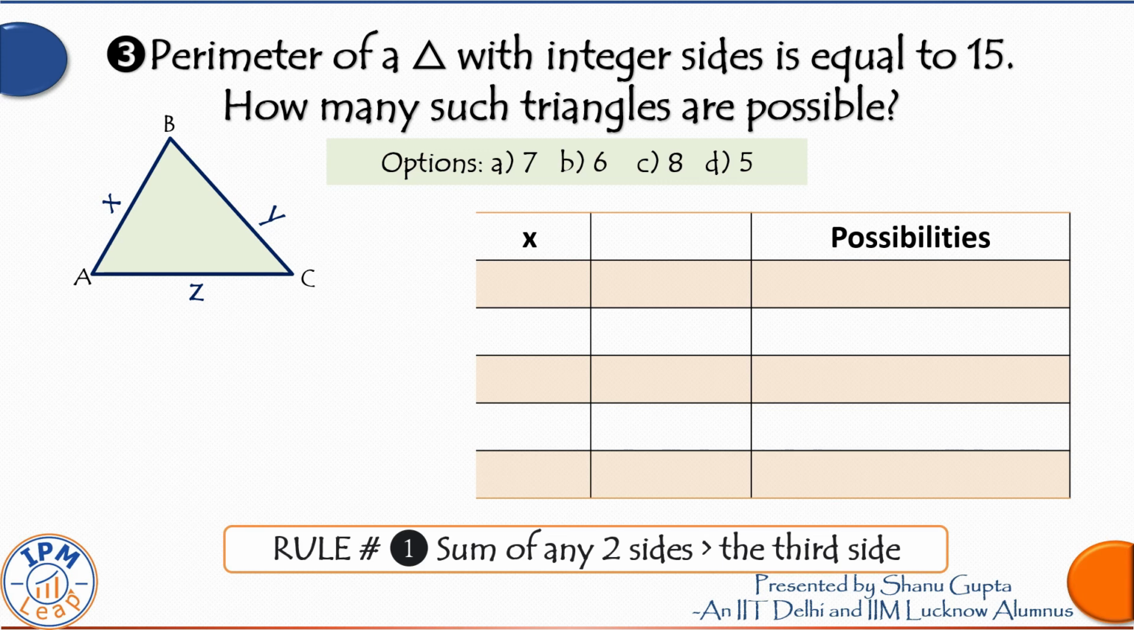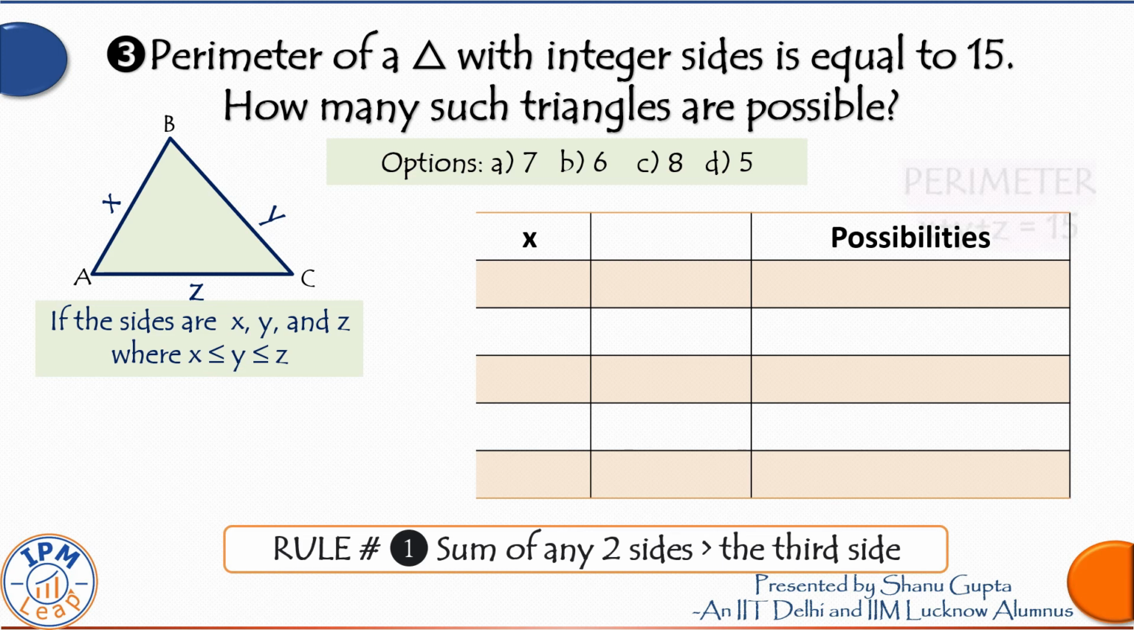Since none of the sides is given, we need to start with an assumption for the three sides. Let us suppose the sides are x, y and z, where x is the smallest and z is the largest one. So let's assume x is less than equal to y, which is less than equal to z. It's given in the question that the sum of sides, which means the perimeter, is 15. So we can write the equation x plus y plus z is equal to 15.